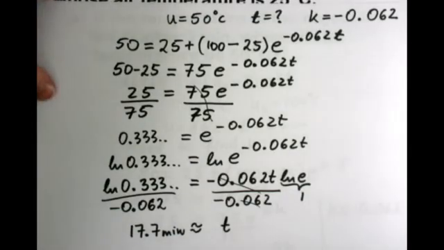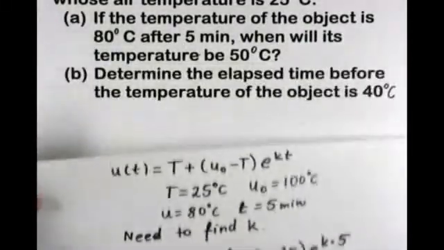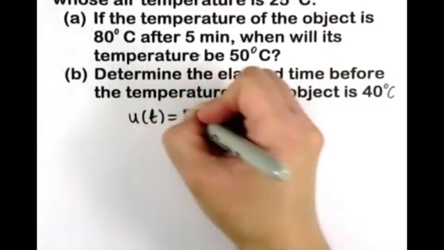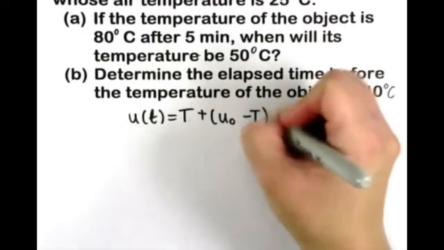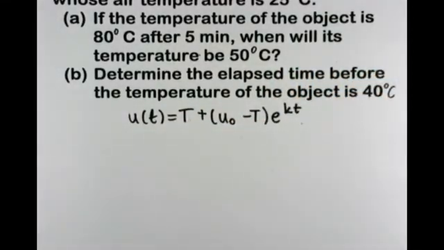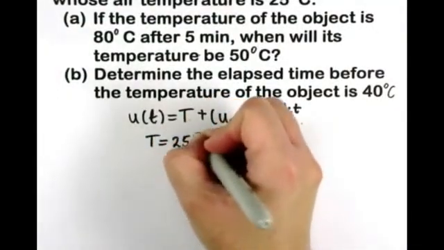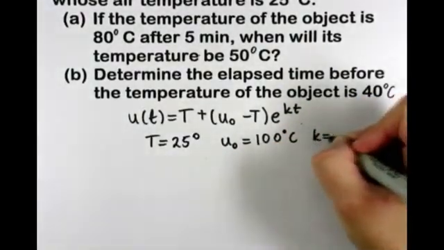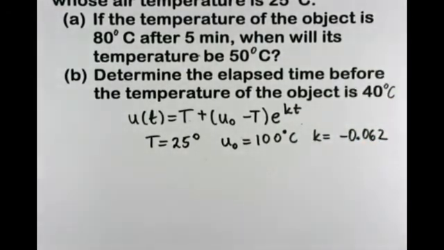Okay, and now we have B. Determine the elapsed time before the temperature of the object is 40 degrees. So the same situation. We have the formula u at t is equal to T plus u0 minus T e to the power kt. Okay, so now we have that T was 25 degrees, initial temperature was 100 Celsius, and we had that the constant k is minus 0.062, and determine the time elapsed before the temperature of the object is 40 degrees.